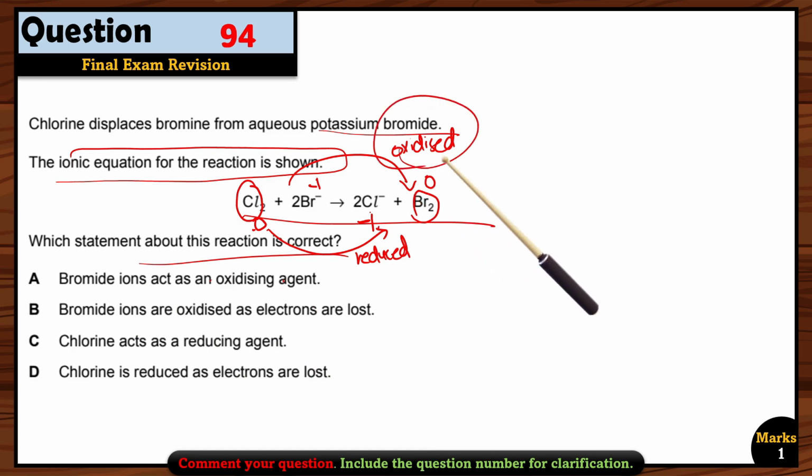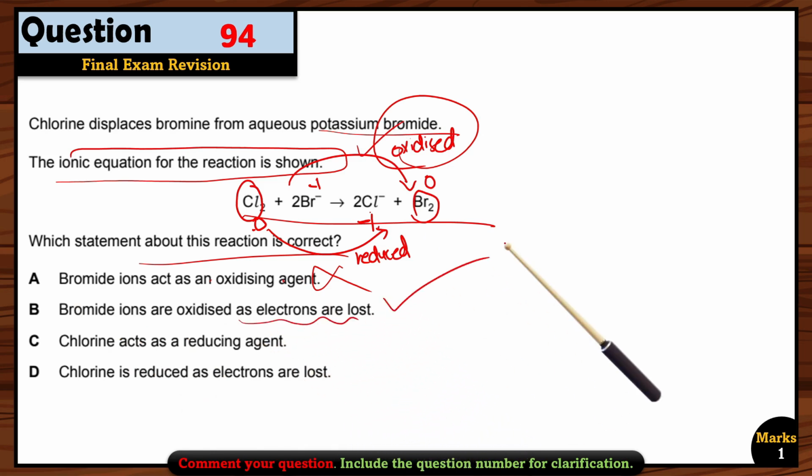It means bromine is actually the reducing agent now, because it is reducing another substance, but itself it is oxidized. So a reducing agent is the one that will itself oxidize. So bromine is not an oxidizing agent, because bromine is actually oxidized itself. When it's oxidized itself, it means it will reduce another substance. So this option is wrong. Bromide ions are oxidized. Yes, that is right, as electrons are lost. Yes, oxidation means the loss of electrons. So option B is the right option.